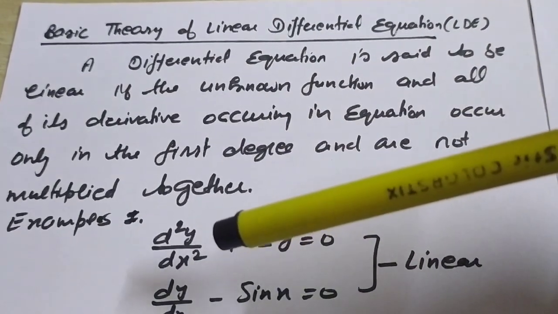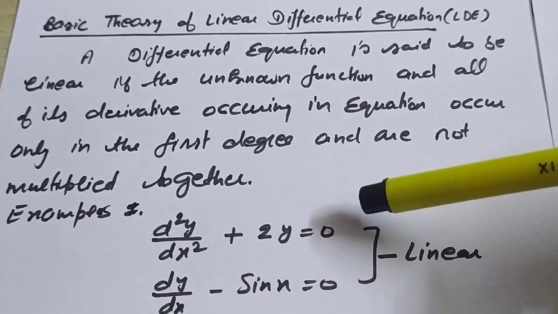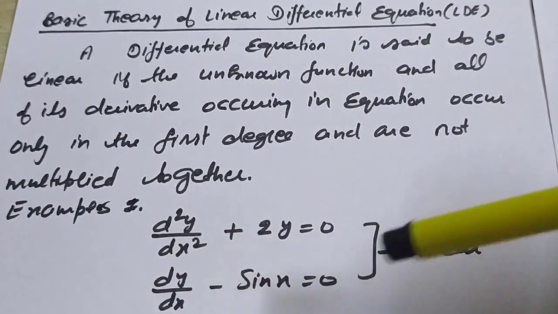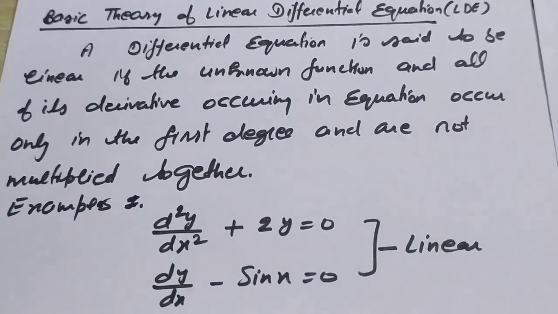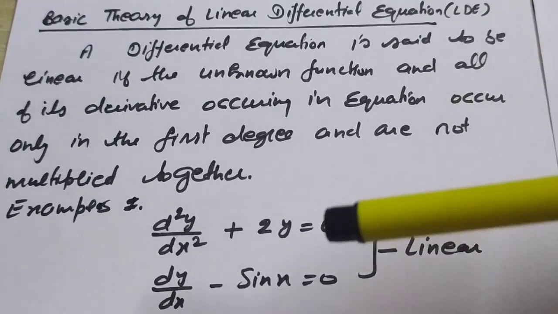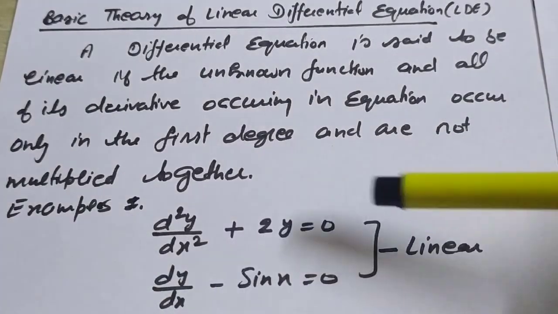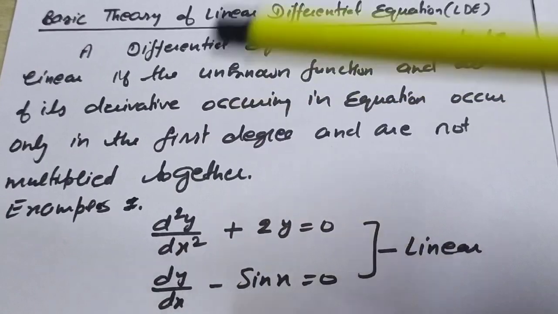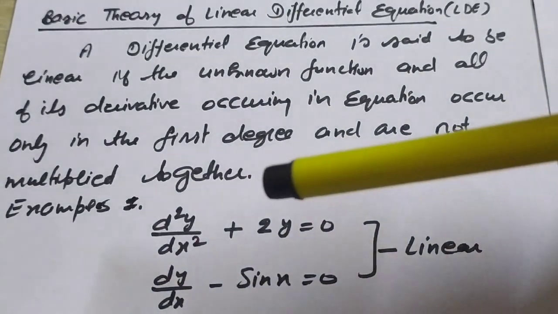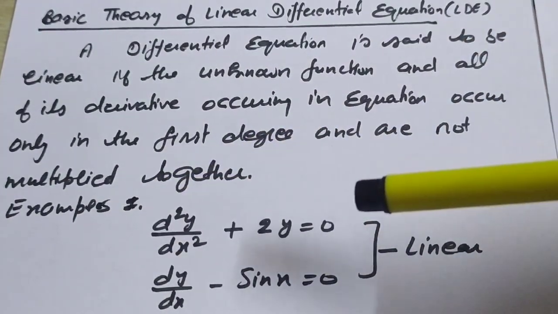Here in this example, I have written d square y over dx square plus 2y equal to 0 and dy over dx minus sin x is equal to 0. If you look carefully over these two examples, you will find that in the first equation, the order of differential equation is 2 and the degree is 1. And whenever the degree is 1, then we say that a differential equation is said to be a linear one.